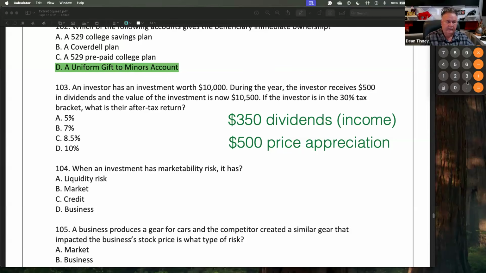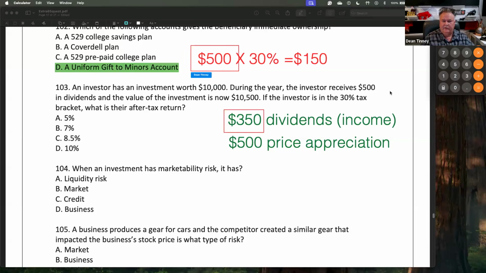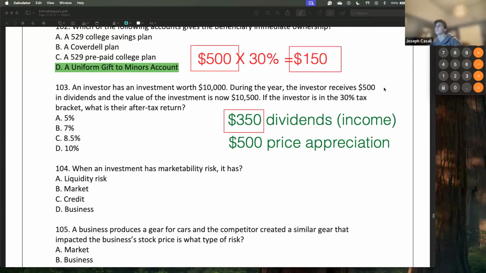So that's where I got this number. You pay your taxes, and your taxes were 150. Do you see where that number's coming from now? Okay, so we got that. That's where this number comes from.